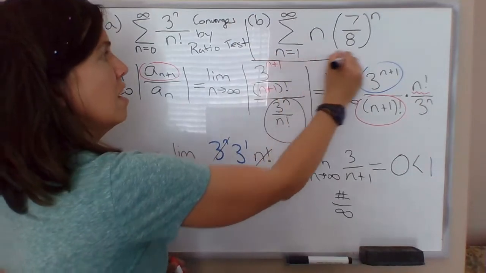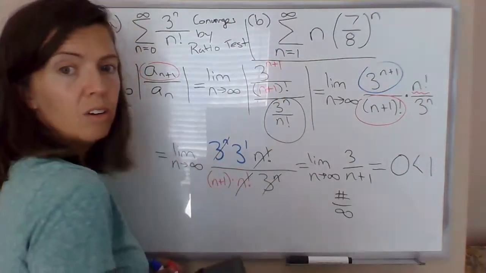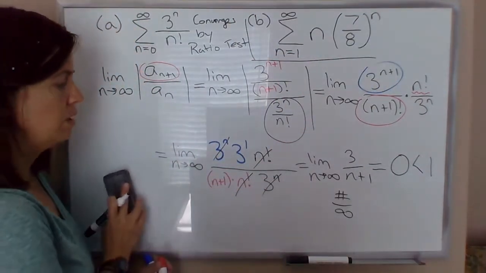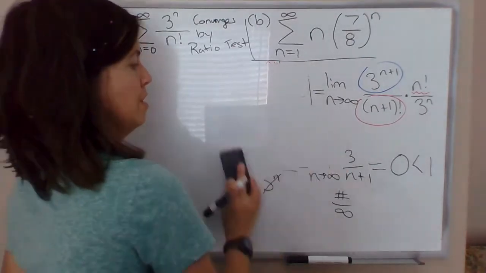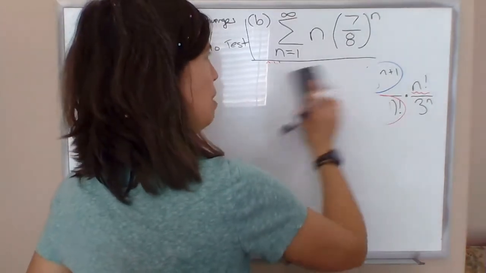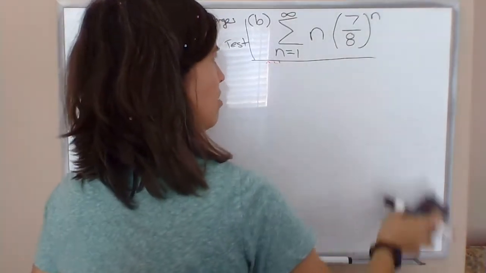Okay, so that's A. We now need to solve example B here. So I'm going to get rid of this. And I should have left that first limit there because that'll be the same. I'm going to apply the ratio test to this one as well.